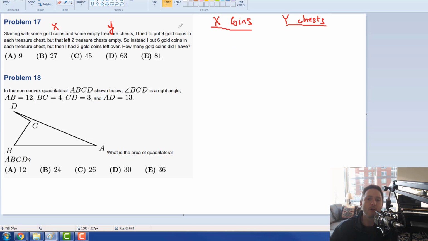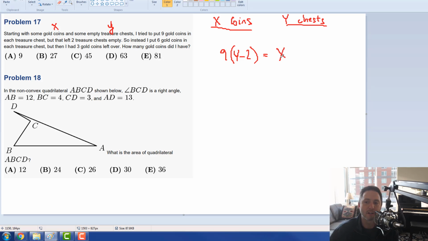I tried to put 9 gold coins in each treasure chest, but I had 2 treasure chests empty. So if we had 5 treasure chests and you put 9 in, well, you'd only be able to put 9 times 3. Okay, so hold on. So if we subtract 2 chests and we put 9 in each of them, we get actually the number of gold coins.